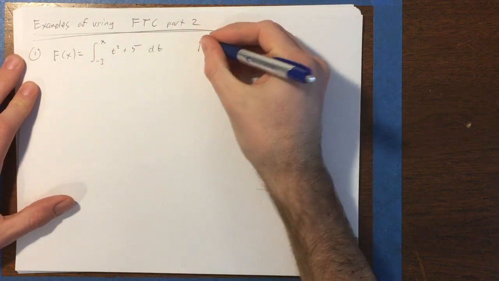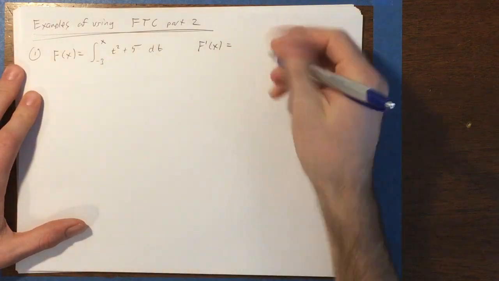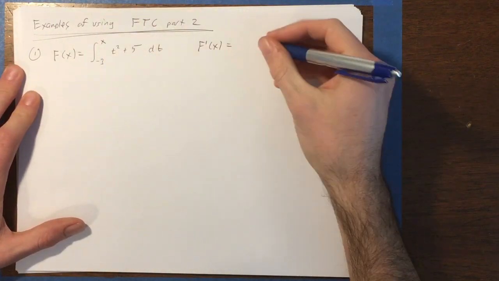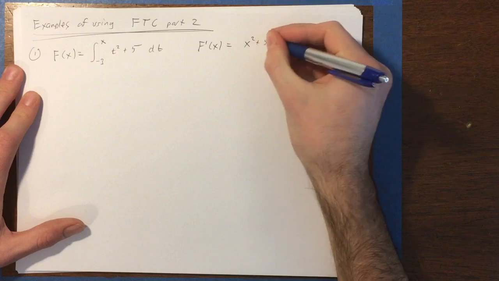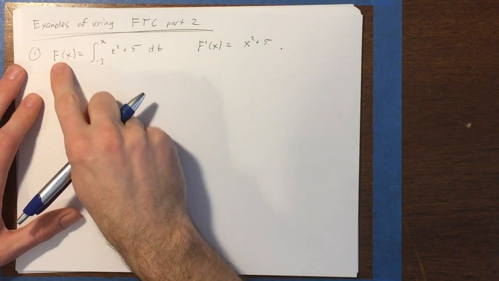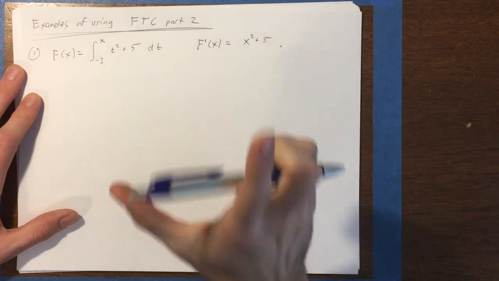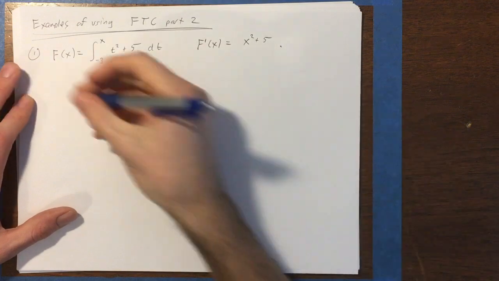When you take the derivative of this accumulation function, what we're going to get is that integrand right back again, but with x plugged in place of t. This would be x squared plus 5. And that's it, right? The derivative of this accumulation function is equal to the original integrand. Okay, but it gets a little bit more complicated.